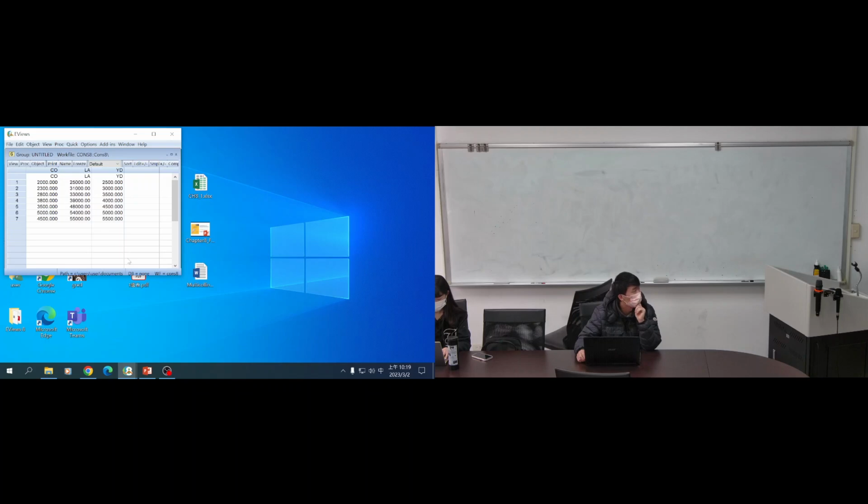So we know that LA and YD are pretty close. In terms of the nature of the multicollinearity problem, if these two variables are highly correlated, then it causes problems.